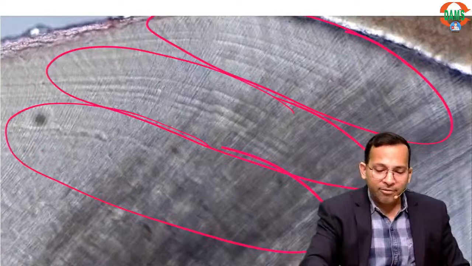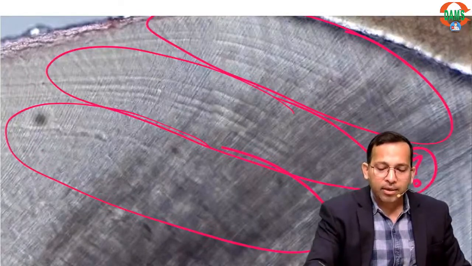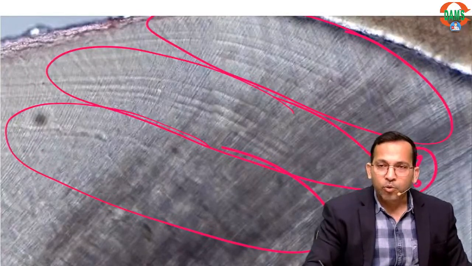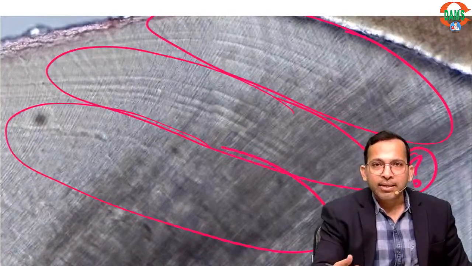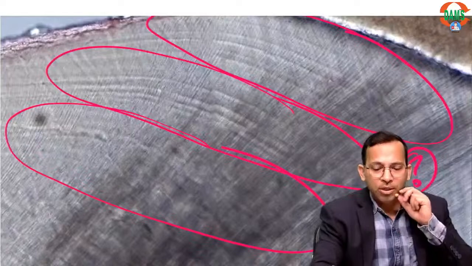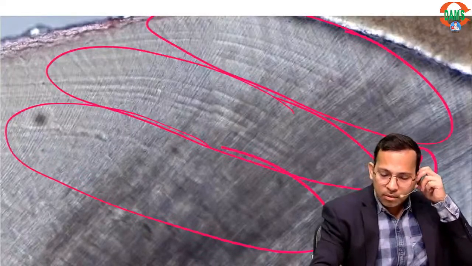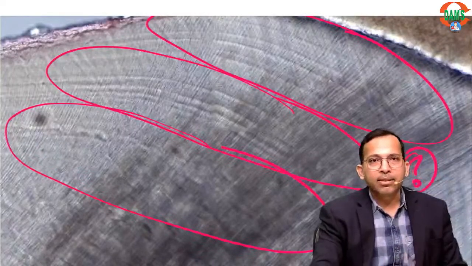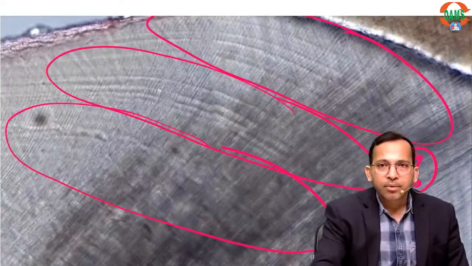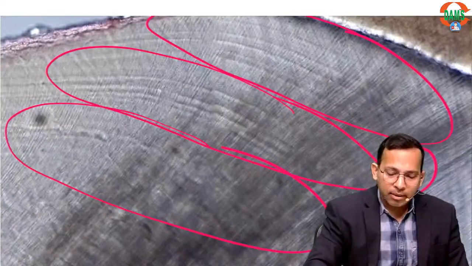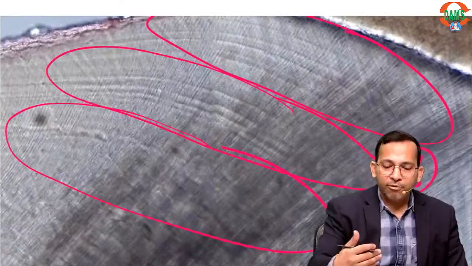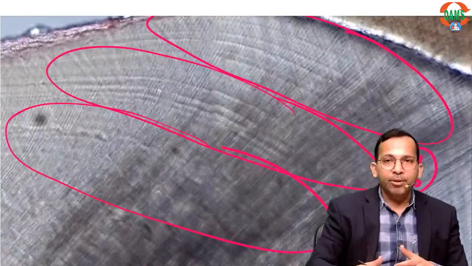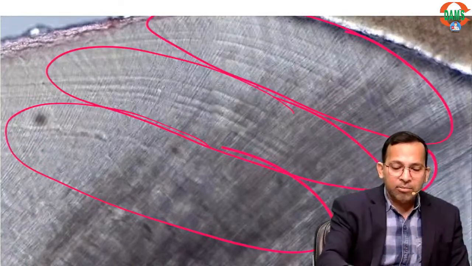Can you identify what you are looking at? First of all, please identify the tissue. Is it dentine? Is it enamel? Is it cementum? What do you think this is? Once you have identified the tissue, then let me know what feature is visible here.